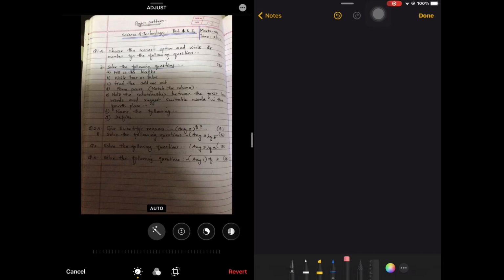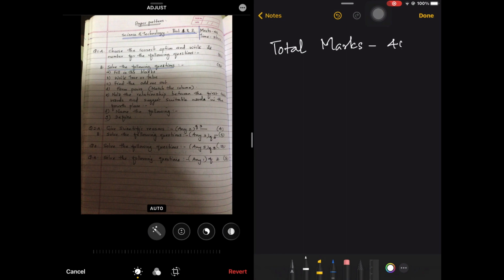Children, here we are going to discuss the paper pattern of SSC Science and Technology Part 1 and 2, and 9th Standard Science and Technology Part 1 and 2. The same pattern is followed in 9th Standard also. This is the SSC examination paper pattern that we have been following since last year.